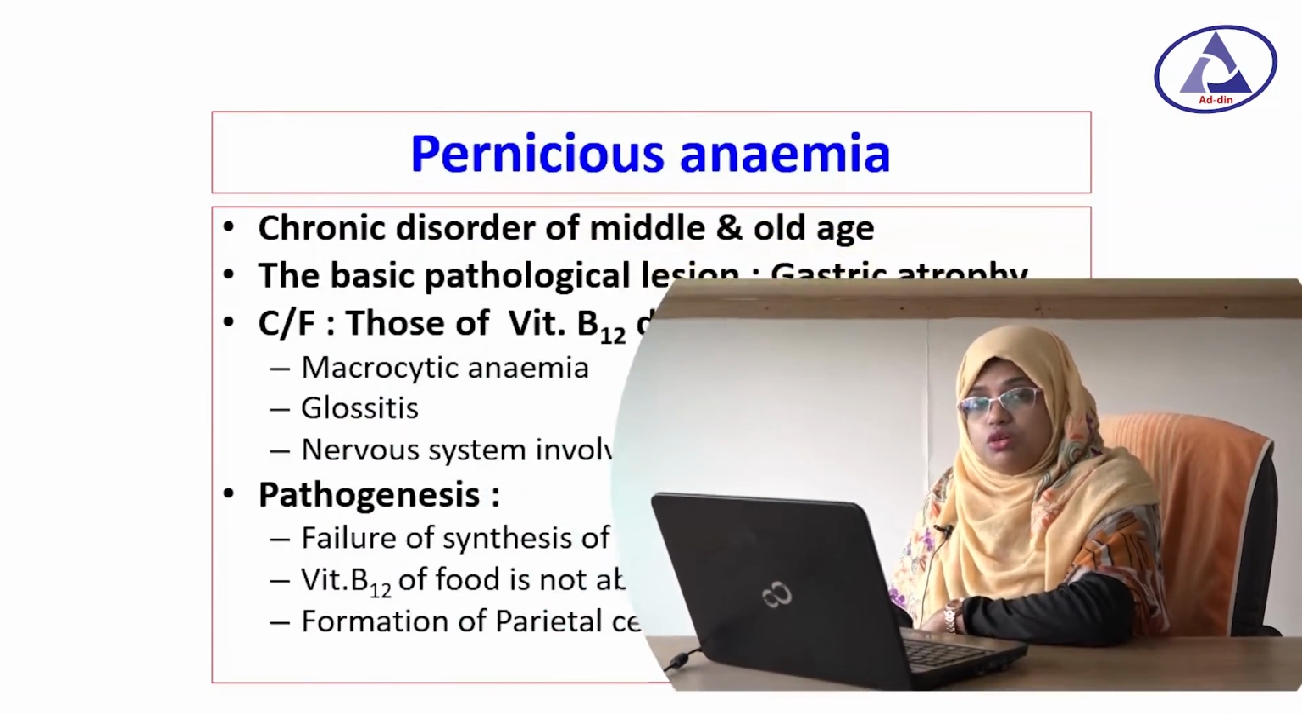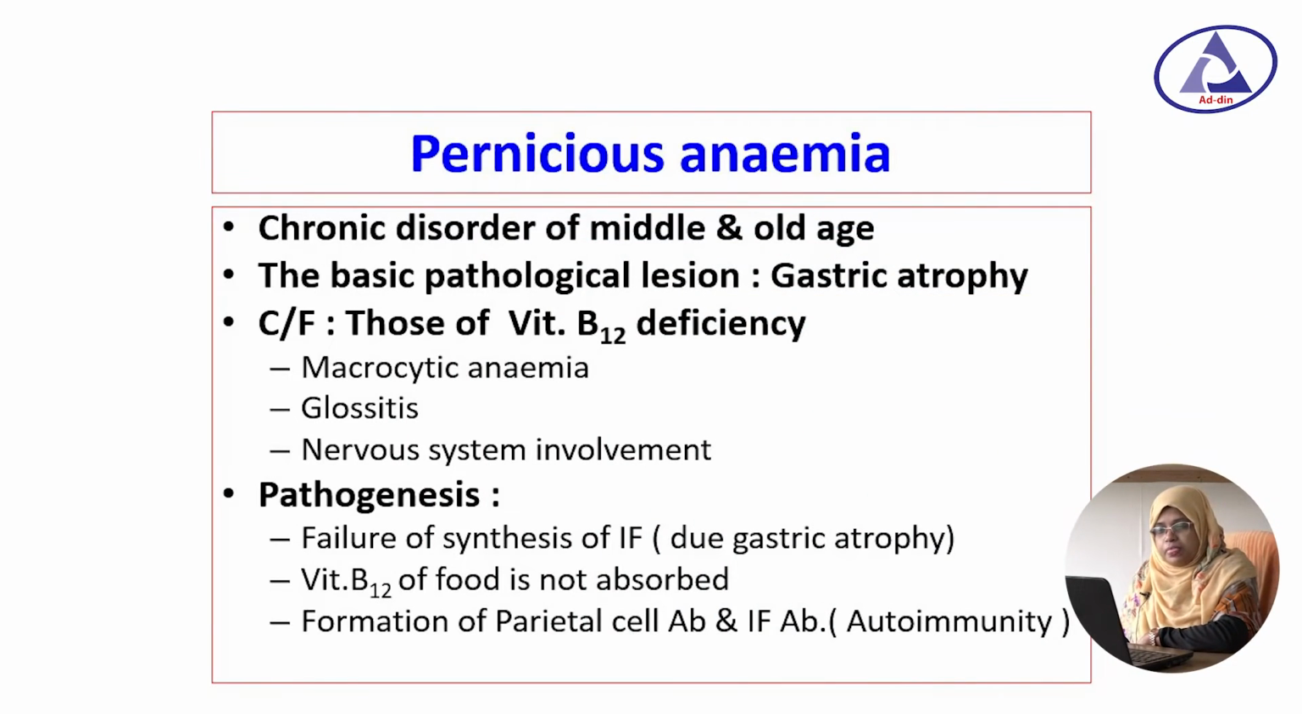Today I am going to discuss a new topic, that is pernicious anemia. So you know that pernicious anemia is also a macrocytic anemia, which mainly occurs due to deficiency of vitamin B12. Pernicious anemia is a chronic disorder, and the age incidence is middle and old age, and the basic pathological lesion is gastric atrophy, and that of vitamin B12 deficiency.